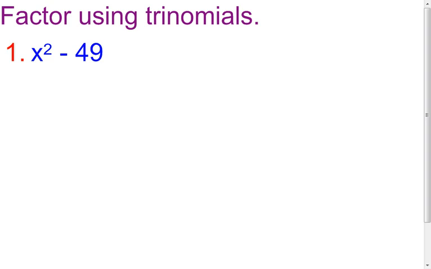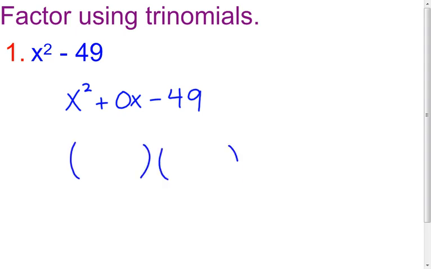You can think of that like this then: x squared plus 0x, and then negative 49. Now that should look like our previous lesson where we have a trinomial, and when we factor a trinomial, we go like this. And of course, we want to list the factors of x squared, and x squared we know is x times x. That's the only way to get x squared.